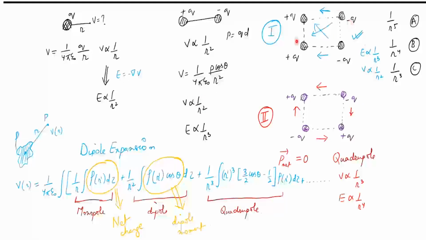Similarly, for this quadrupole, for these two examples, what is the net charge? 0. But here, by using a symmetry argument, we found that in this case the net dipole moment is 0. So what is the leading order term here? 1 by r cube, right? Okay, now I will explain one more concept, then we can straight away go to numericals.